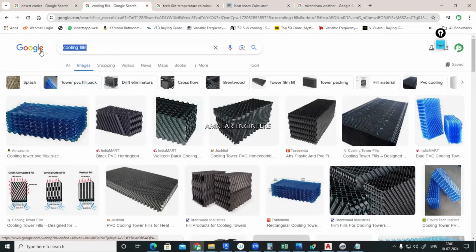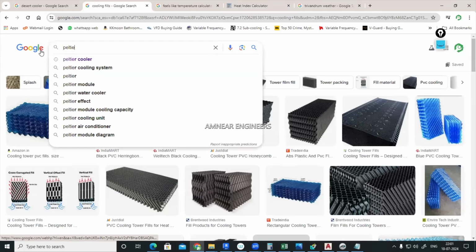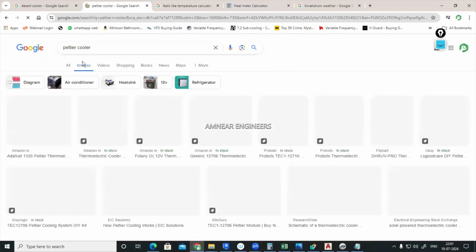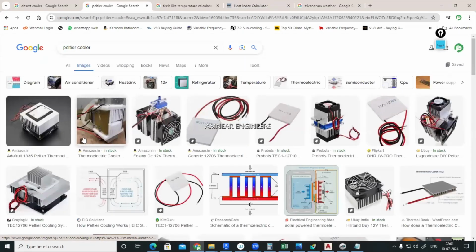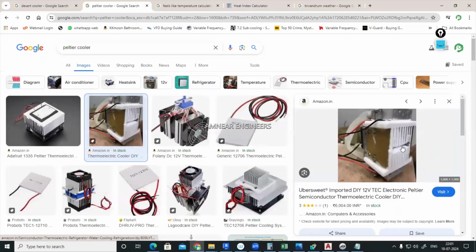Any other cooler? Yes, the Peltier cooler, Seebeck effect. Peltier cooler systems we are having. Normally this one is a very minimal cooling technology. So you can see ice is accumulating there. As low as minus 18 degrees Celsius is also possible with this. But this one we are using for cooler masters and all.